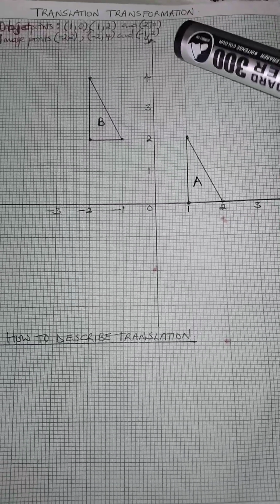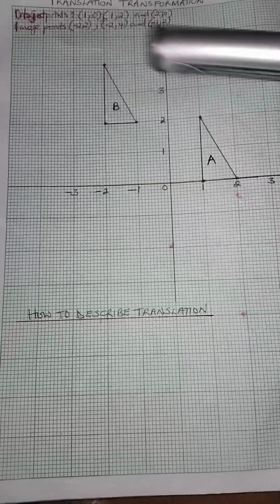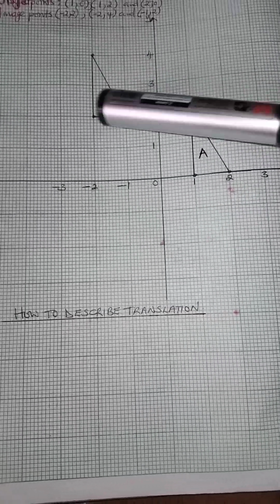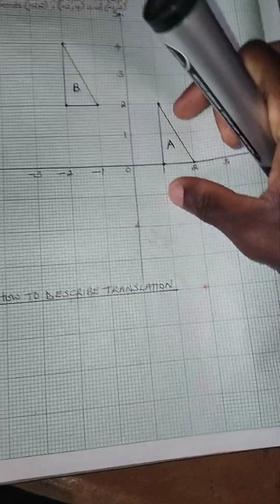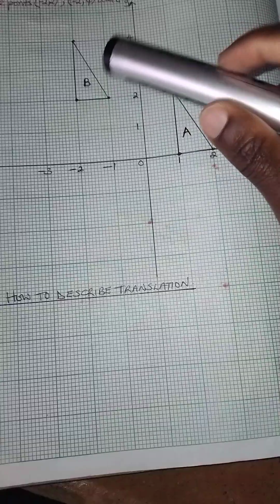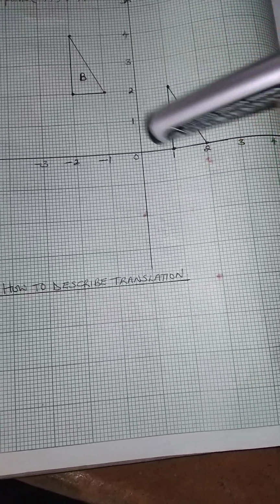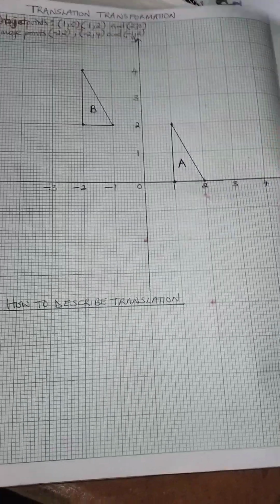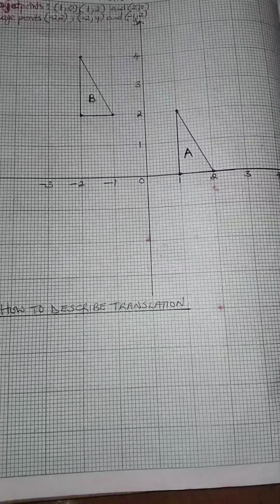Right, now let's do translation. This is translation. The shapes are the same. Nothing changes except the position. So that tells us this is translation. When you draw a transformation you use a ruler and pencil. Don't use a pen.